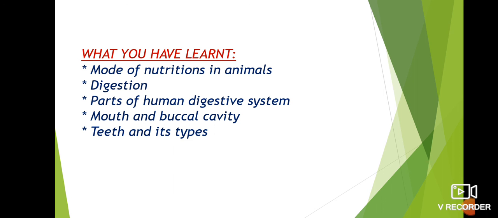What you have learnt in this topic: mode of nutrition in animals, that means there are three types of mode of nutrition that are herbivores, carnivores and omnivores. Next is digestion, parts of the human digestive system, mouth and buccal cavity, teeth and their types.